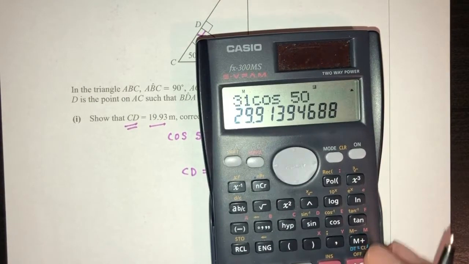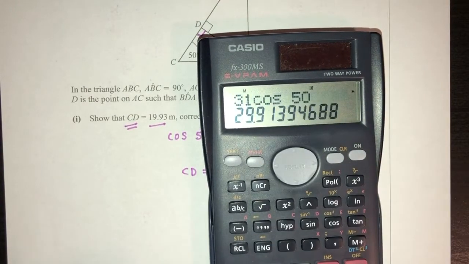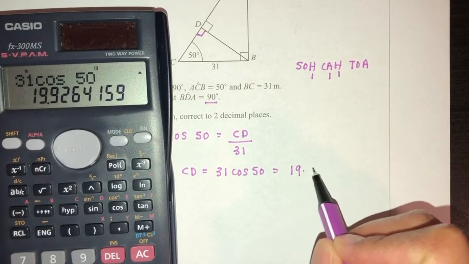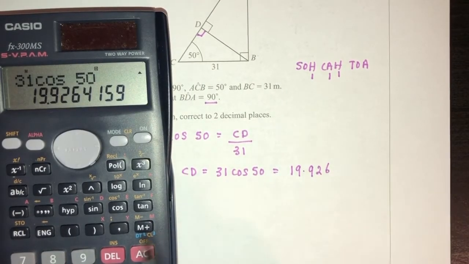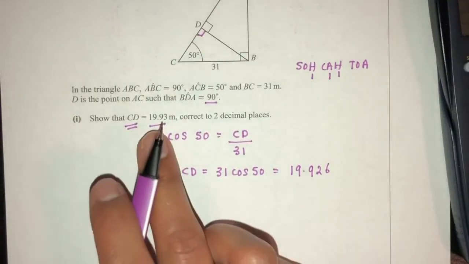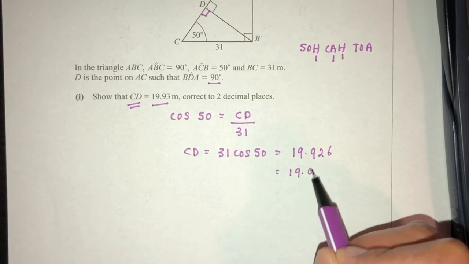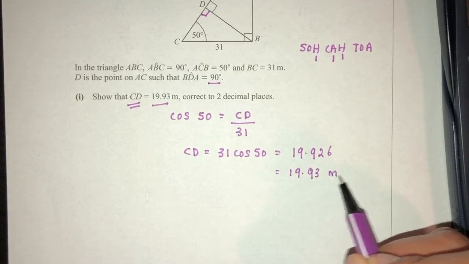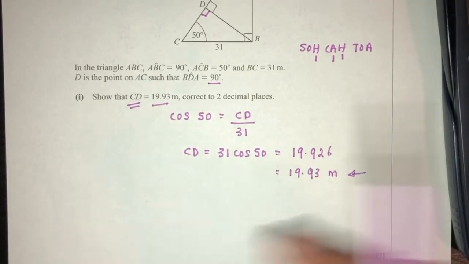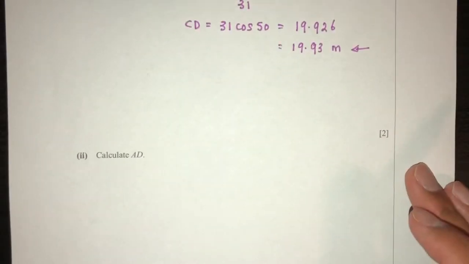That will be, so let's use degrees. So that will be 19.926. Now correct to 2 decimal places, that will become 19.93 meters. This is shown as required. Let's move on to part 2.